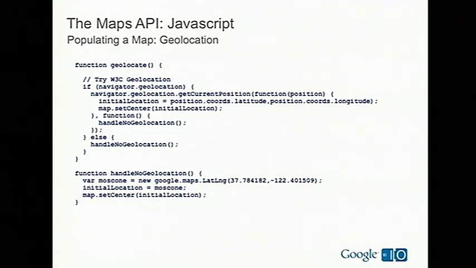But basically all we're doing is checking whether geolocation exists. And if it does, we're getting the current position. And then we're creating an initial location with that latitude and longitude and centering the map on that location. And if we don't have any geolocation, as you saw, I put there a little fake, which would take me to Moscone. It's always a good idea to have a default.